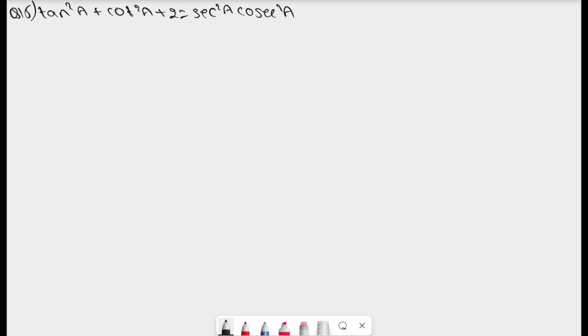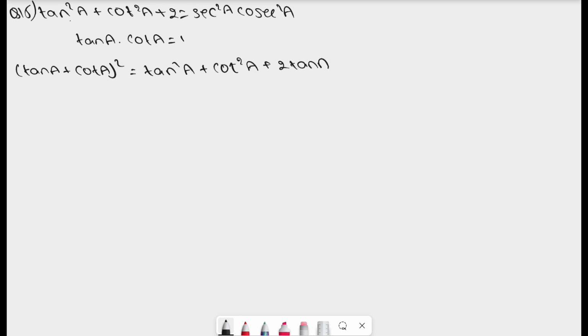Next we have question number 15, which is tan square A plus cot square A plus 2. If we observe this, this is in the form of a square plus b square plus 2ab. And we know that tan A into cot A is equal to 1. Right? So tan A plus cot A whole square is nothing but tan square A plus cot square A plus 2 tan A into cot A. So this LHS, we will be writing as tan A plus cot A whole square.